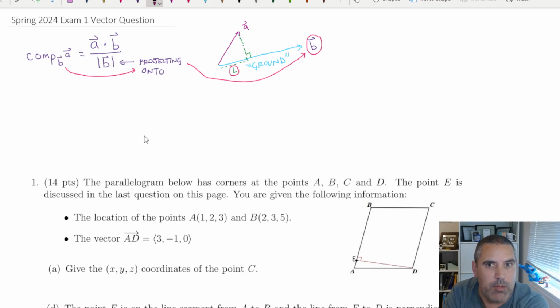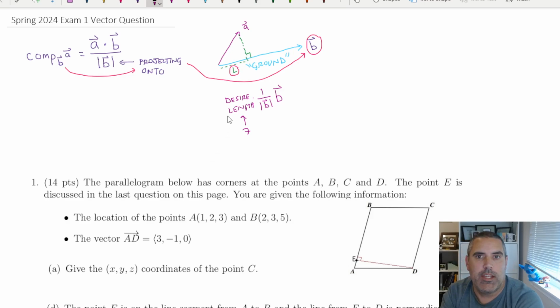So how do you rescale a vector? There was a process. You take the vector, you make it a unit vector, and then you multiply by the desired length. So if you wanted it to be length 7, you'd put a 7 here. If you wanted it to be length 10, you'd put a 10 here. If you wanted it to be length L, you'd put an L here. And that's the formula.